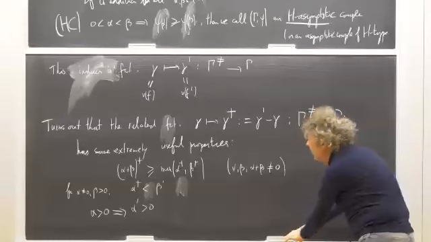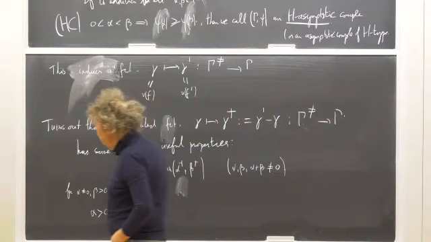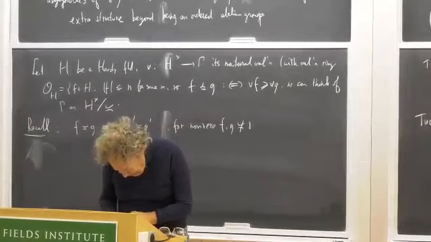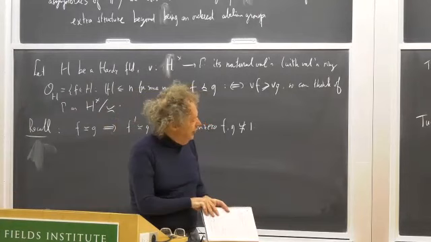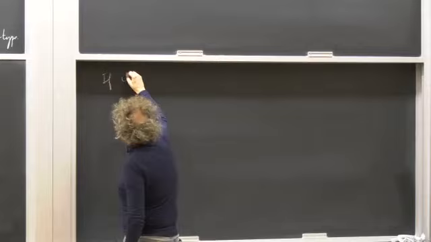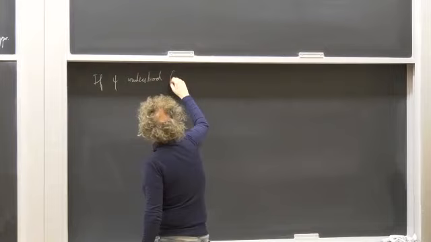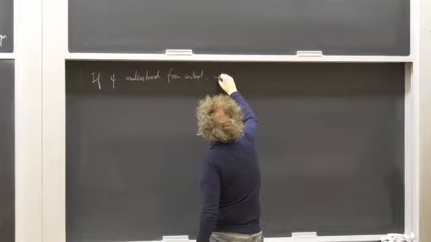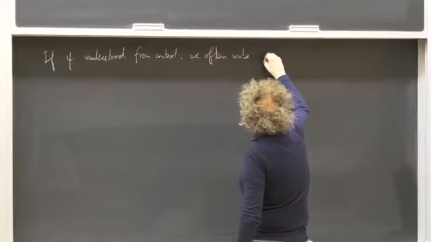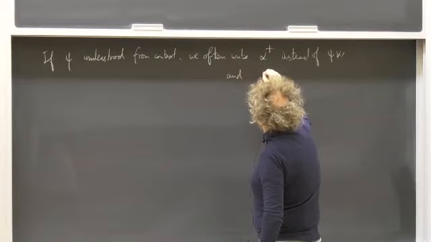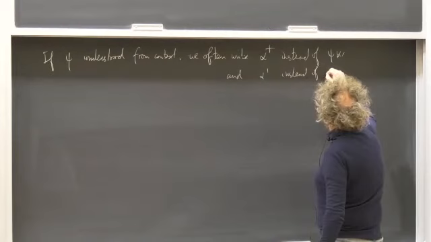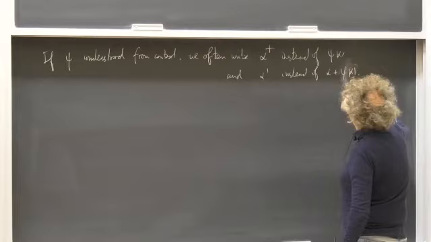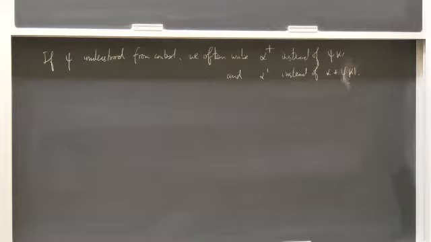Right. Okay. So, for example, Hardy. No, I shouldn't go too quickly over that. So, if psi is understood from the context, then I will just write alpha dagger. We often write alpha dagger instead of psi alpha, and likewise alpha prime instead of alpha plus psi alpha. So you will see that.